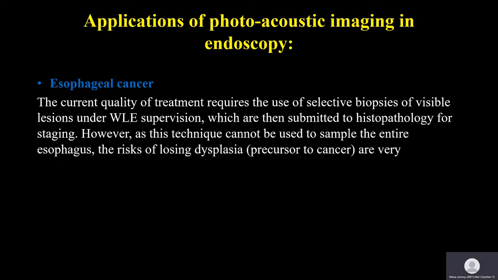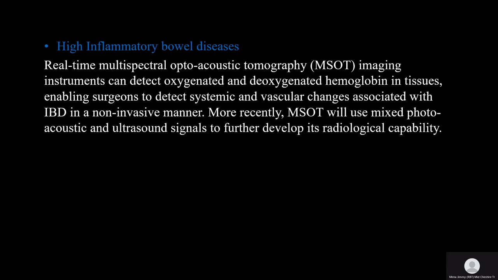dysplastic and non-dysplastic areas. We can use it as well in inflammatory bowel disease, or IBD. It mainly can detect oxygenated and deoxygenated hemoglobin in tissues by using hemoglobin as a natural contrast, which can be reflected on the screen, showing any systemic and vascular changes related to IBD in a non-invasive manner.